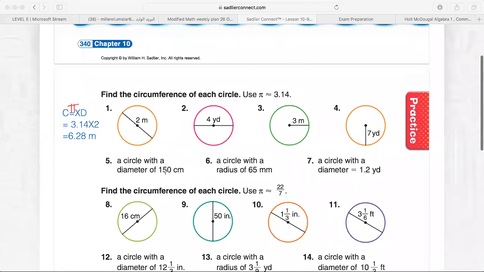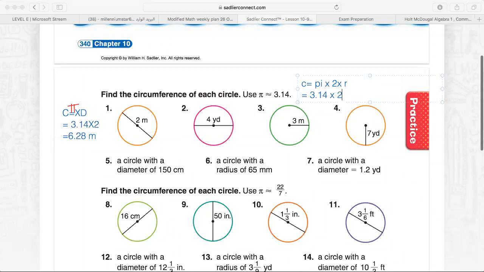Pi multiplied by d. The value of pi is 3.14 multiplied by 2. Why 2? Because the diameter here is 2. Let's answer 3. Why 3? Because in 3 here I have radius. So I'm going to answer 3 here. C is equal to pi multiplied by 2 multiplied by r. Why 2 multiplied by r? Because the given here is radius, so I multiply by 2r.